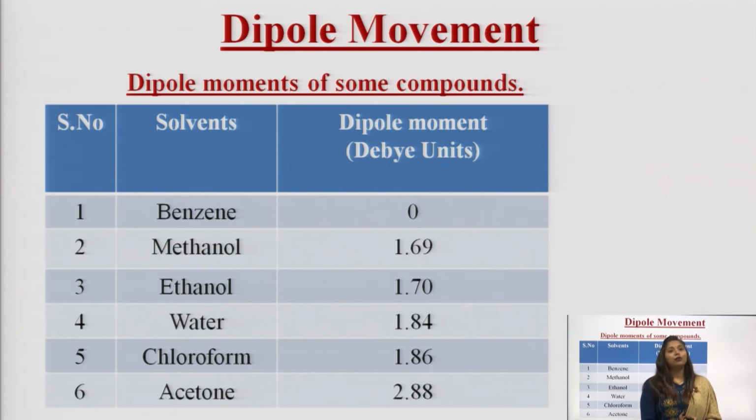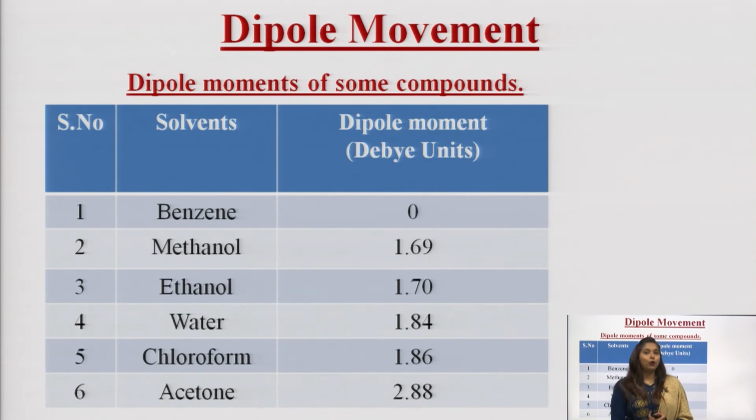Here the number of solvents which I have taken is 6, and the solvents are benzene, methanol, ethanol, water, chloroform and acetone. The dipole moment is mentioned for all these compounds in Debye units, and you can see these are listed in increasing order, from 0 to the maximum. So, benzene has 0.